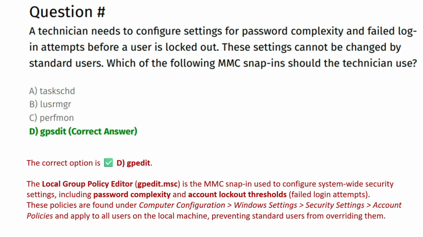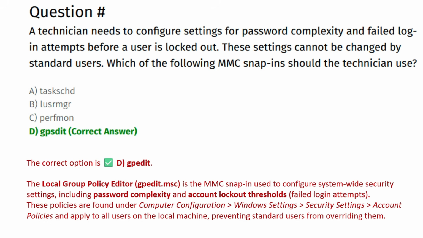And the next question is, a technician needs to configure settings for password complexity and failed login attempts before a user is logged out. These settings cannot be changed by standard users. Which of the following MMC snap-ins should a technician use? Option A, taskschd, option B, lusrmgr, and option C, perfmon, and option D, gpedit. And the correct answer for this question is option D, gpedit. So let's check the explanation.